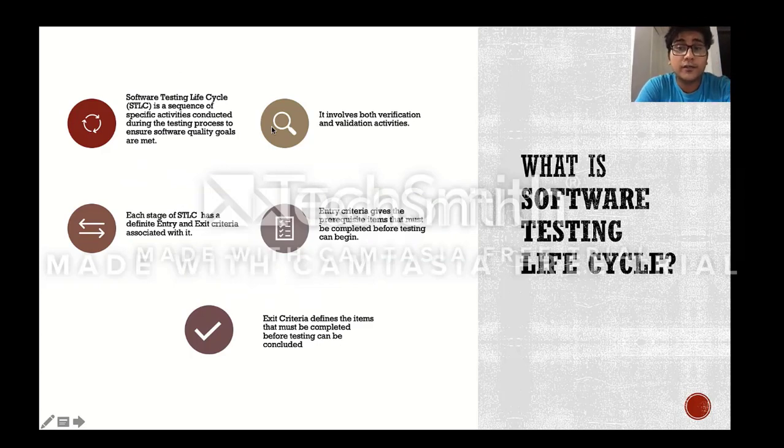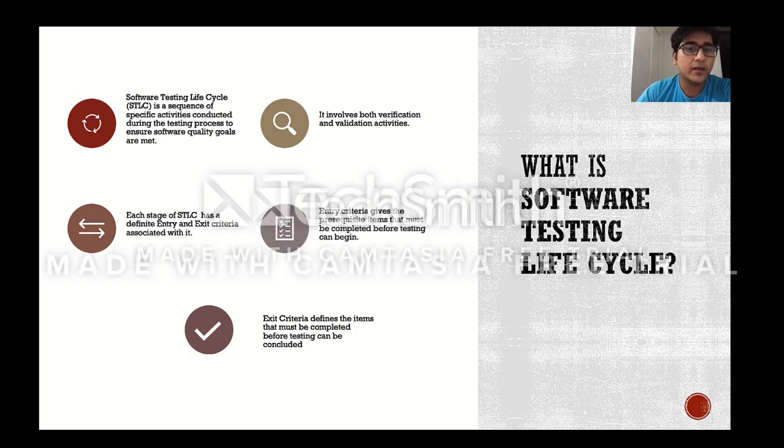So, what is a software testing life cycle? A software testing life cycle is basically a sequence of activities conducted during the testing process to ensure that all the software quality goals are being taken care of. It involves verification and validation both. So there are a series of steps in this life cycle, and each and every step has entry and exit criteria. So what is an entry criteria again?